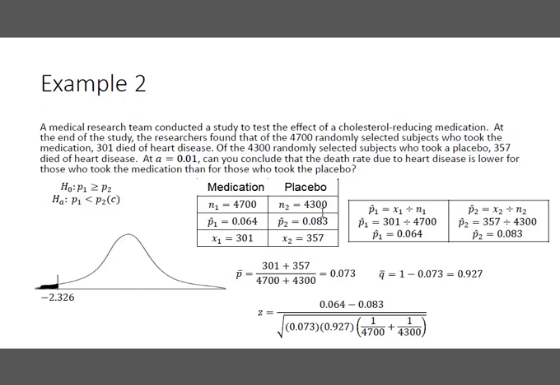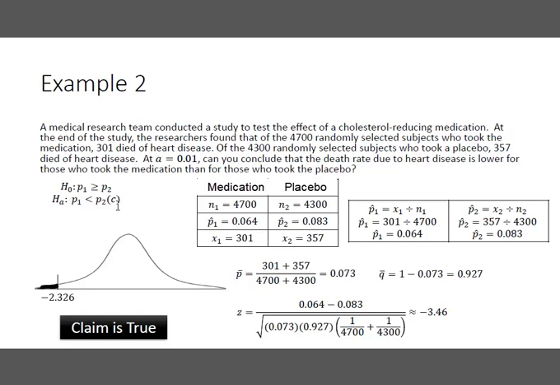Everything looks to be in the right spot, and you can pause the video and see if you can calculate this correctly. All right, so here we go. I got negative 3.46. So negative 3.46 is clearly to the left of this critical value. Again, that's going to reject the H0. So when you're in the shaded zone, H0 is false, HA is true. And one last time, again, the claim is true.